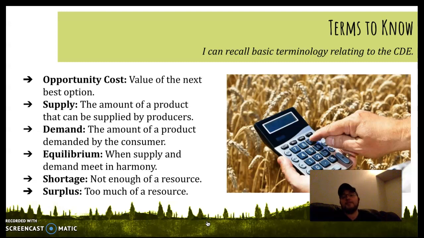So speaking of that, terms to know, I have about 10 different terms just to start you guys off with that are going to be really important, kind of to serve as that foundation of the pyramid of this competition.